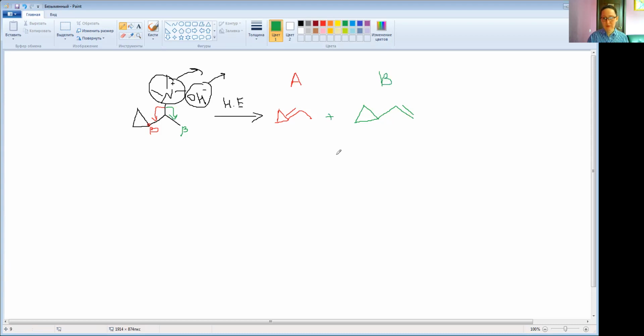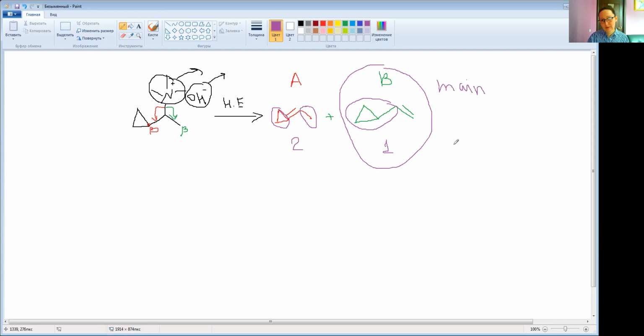Which one will be the major? By the Hofmann rule, the lowest number of substituents must be around the double bond. In the case of product A, I count one substituent, another substituent, so 2 substituents. In the case of B, only one substituent. So B will be the main product, and we must name this main product.